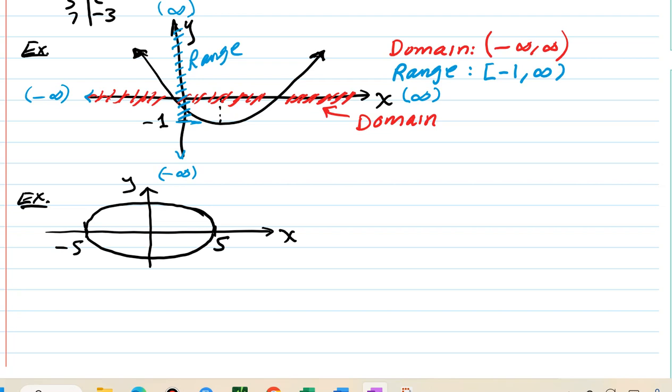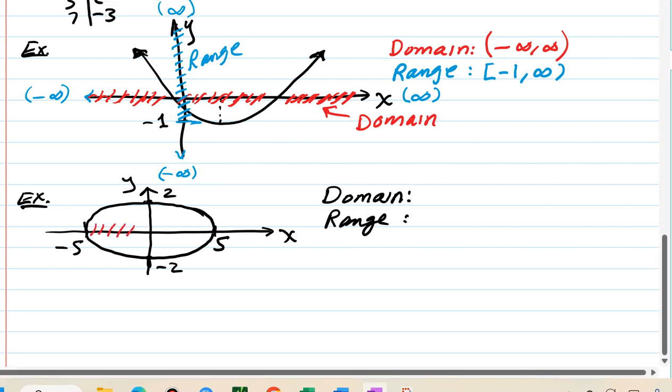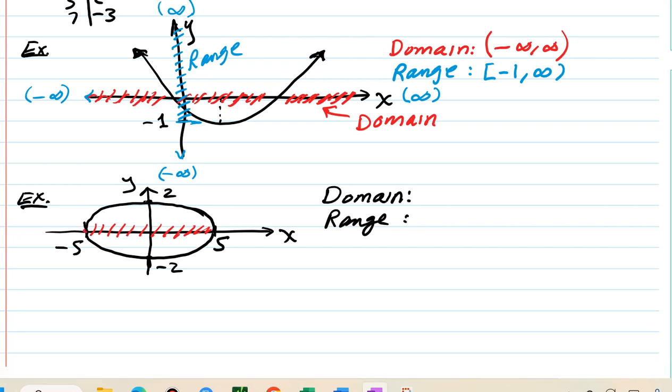Alright, so this one up above, let's say that's 2, and this point's now -2. Okay, so let's do our domain and range of this one. Remember, domain is all possible x values, and the range would be all possible y values. Now, if I look at the possible x values, I only have x values for which this equation is defined between -5 and 5, right?